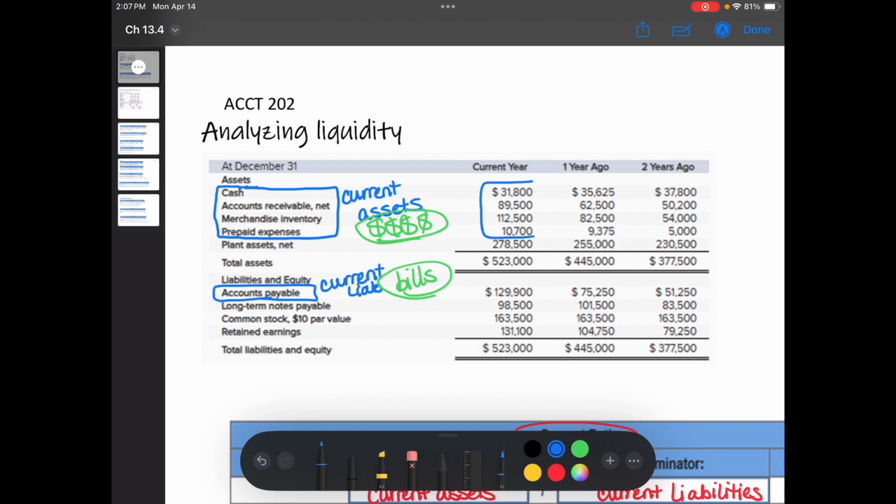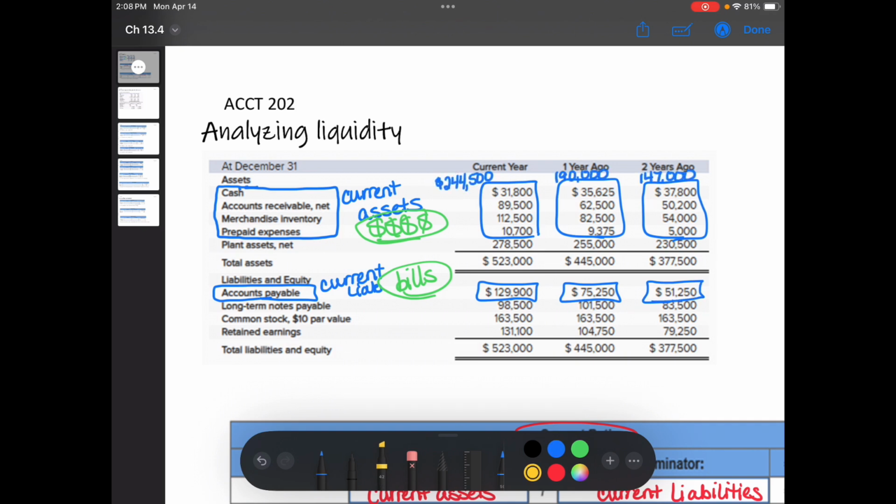So first thing I'm going to do is add up the current assets, because there are 4 of them for each of those years. There's my current liabilities, and I'll put those totals in real quick. Now you can see that my current assets have actually increased. They've gone from 147,000 up to 244,000. So they've increased quite a bit over the 3-year period. And liabilities have also increased from 51,000 to about 130,000. So unfortunately, they've both increased, and we're going to look at the math in a second.